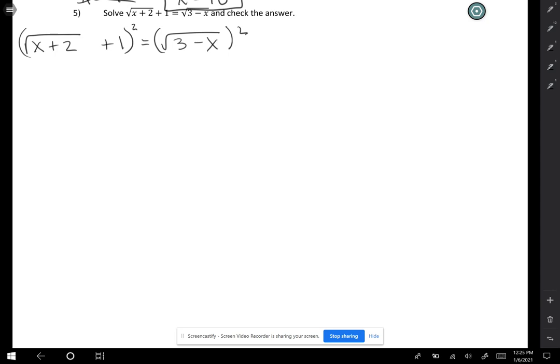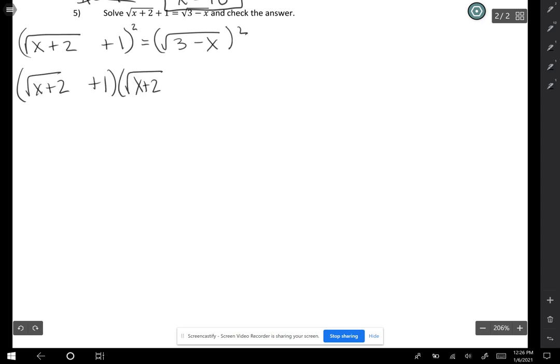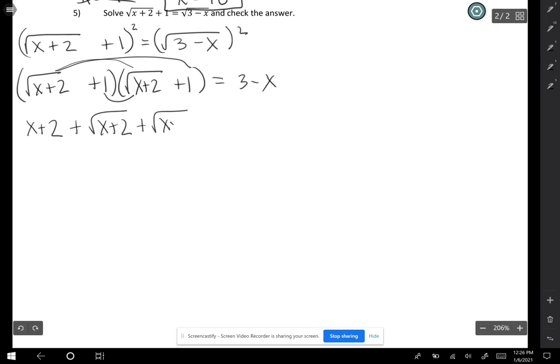Well, the square root of x plus 2, plus 1, squared means we're doing the square root of x plus 2 plus 1 times the square root of x plus 2 plus 1. And on the other side, it becomes 3 minus x. Now I'm going to FOIL on the left-hand side. Square root of x plus 2 times the square root of x plus 2 is x plus 2. Square root of x plus 2 times 1 is the square root of x plus 2. 1 times the square root of x plus 2 is the square root of x plus 2. And then 1 times 1 is 1.